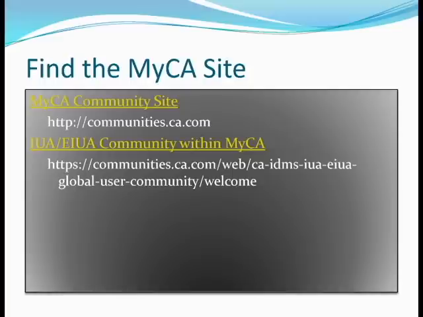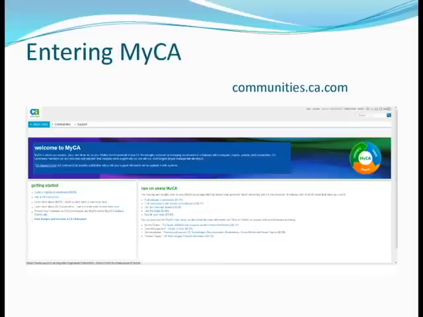The MyCA site can be found at the URL communities.ca.com. You can also link directly to the IUA EIUA community using the second URL listed on this slide. Let's see what happens when we enter the MyCA community site at the top level when we enter the URL communities.ca.com. What is displayed on this screen is the MyCA welcome page. Let's take a closer look at what happens next.